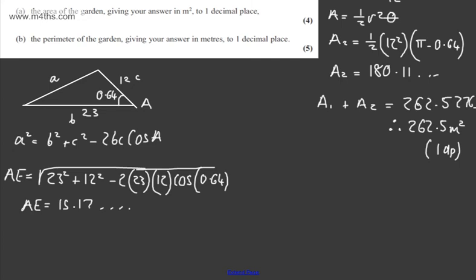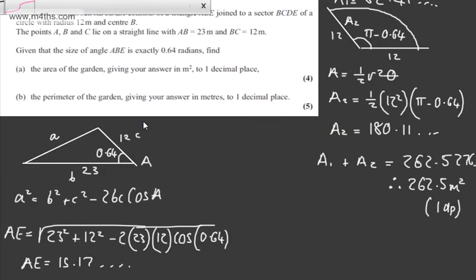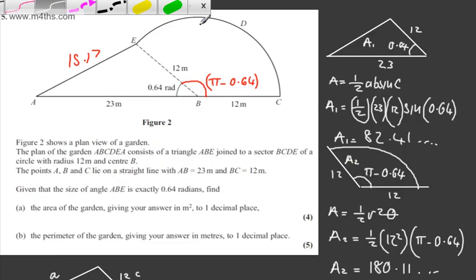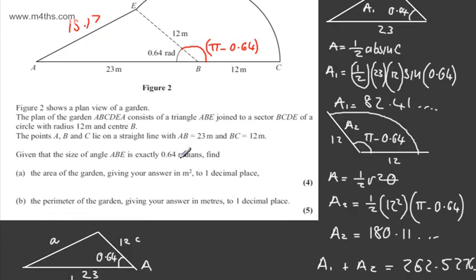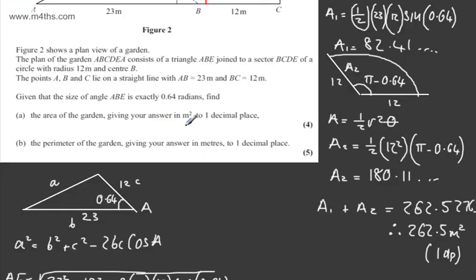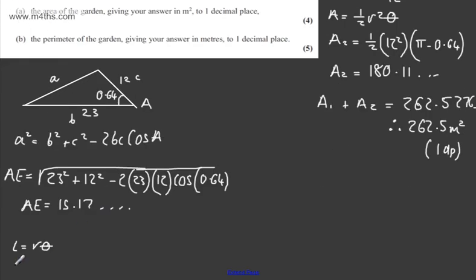What we now need is the arc length. We can use now r theta. This length right here in general is given as r theta. So what we can state then is the length, or the arc length, is r theta. So from this, taking now EC, we can say that EC will be equal to the radius, which is going to be 12, multiplied by theta, which is going to be now the pi minus the 0.64.